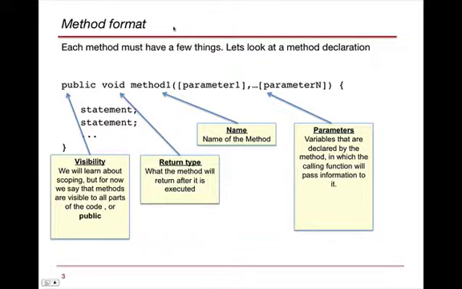So the format for methods is very simple. We're going to have some visibility. In this case, we're going to say public. Now this is optional. There are four visibility types with three keywords: public, private, protected, and then none at all. We'll talk about those a little bit later on, but for now, we'll just say that it can be there, and for the most part, it should be public or we leave it blank.